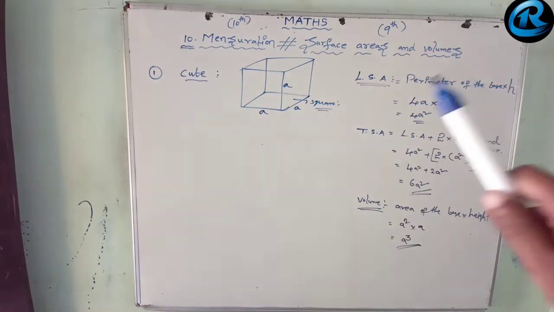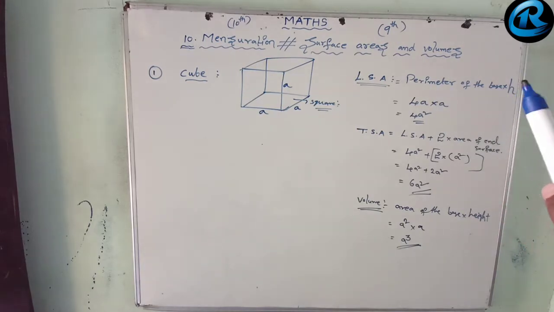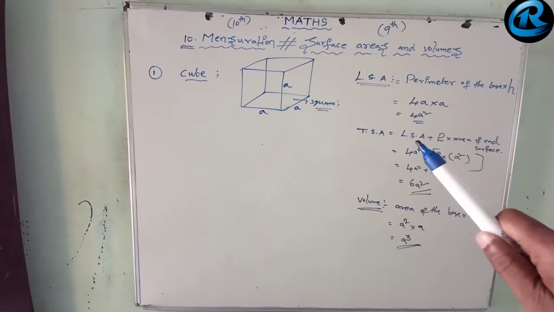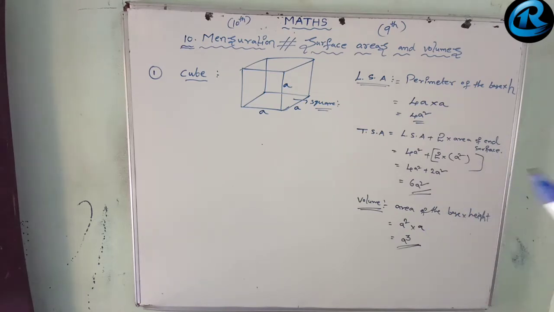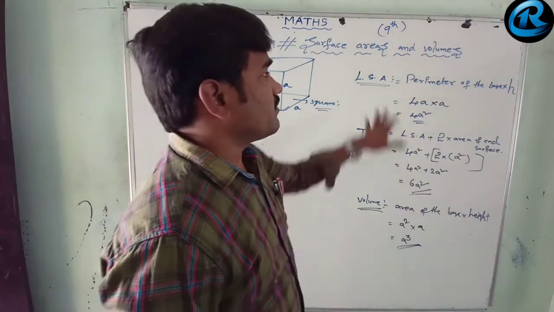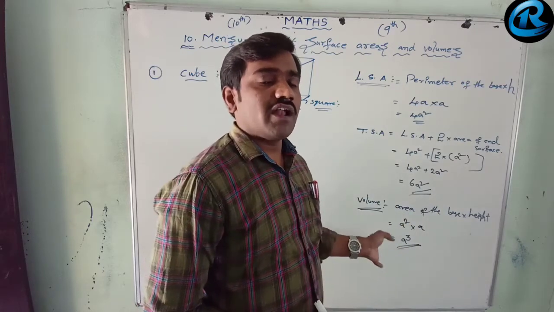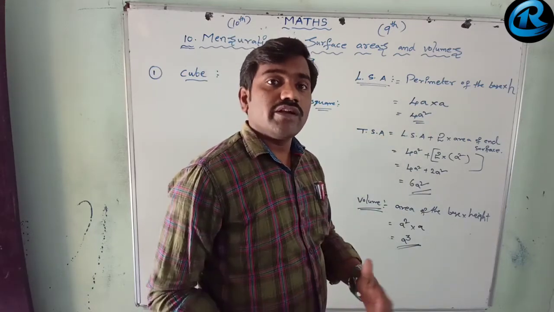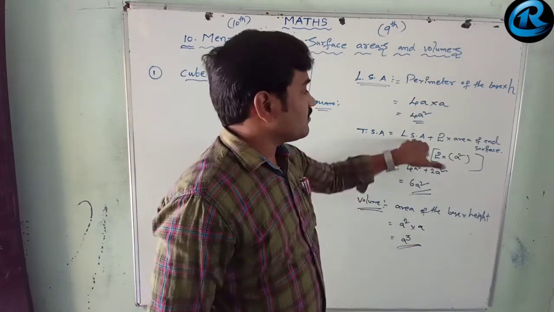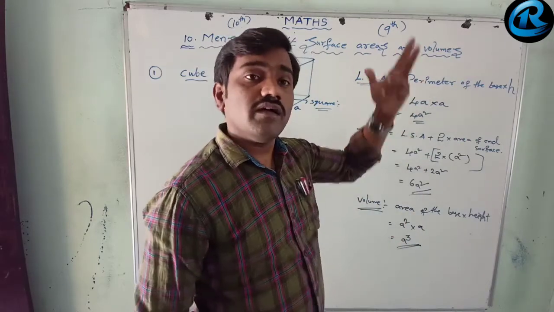Here we got the lateral surface area of this cube is 4a square, by doing perimeter of the base into height. The total surface area of the cube is lateral surface area plus 2 into area of the end surfaces, and volume is area of the base into height. By using the same formulas, we can also go for cuboids. In problems, if you remember lateral surface area of a cube 4a square, total surface area 6a square, and volume a cube, that's enough. But if you do not remember them at examination time, these main formulas will help us find the formula directly.